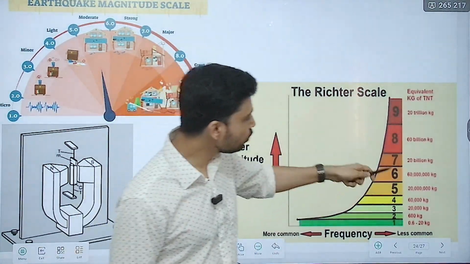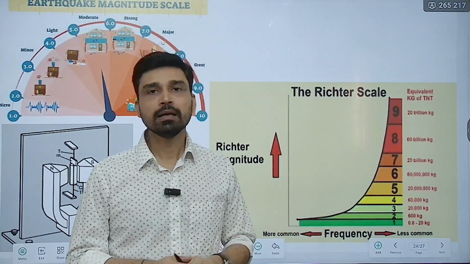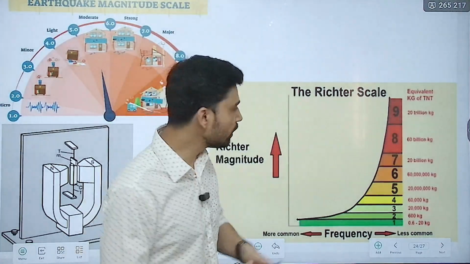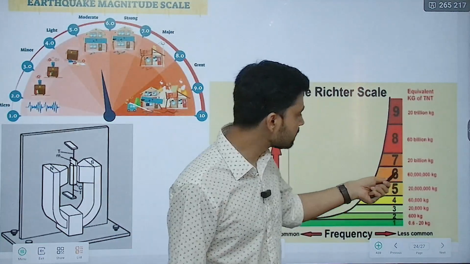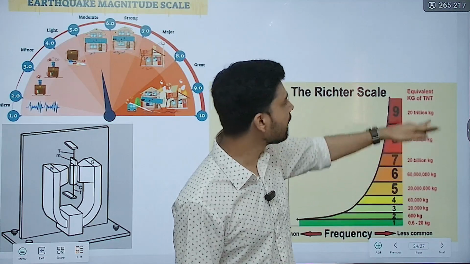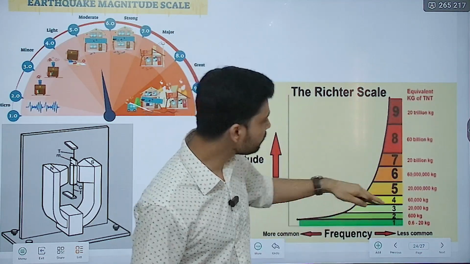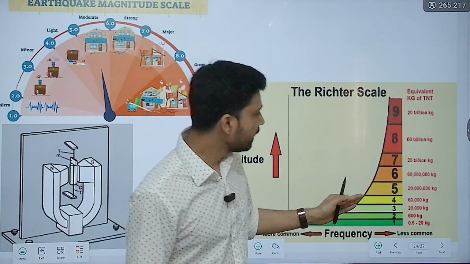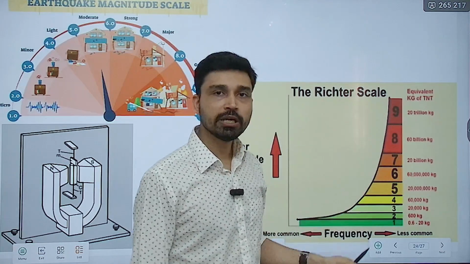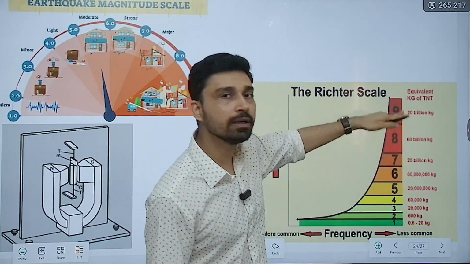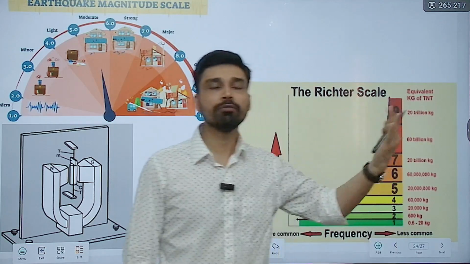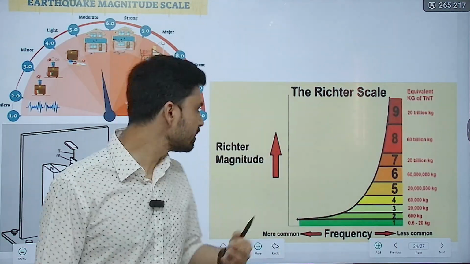Actually, every unit increase on the Richter scale means that the energy released will increase by 31 times, and that is why the energy released by a magnitude 4 earthquake is equivalent to 60,000 kilograms of TNT. On the other hand, the energy released by a magnitude 5 earthquake is almost 100,000 kilograms of TNT. So as the Richter scale changes by one unit, you see a significant change in the release of energy.